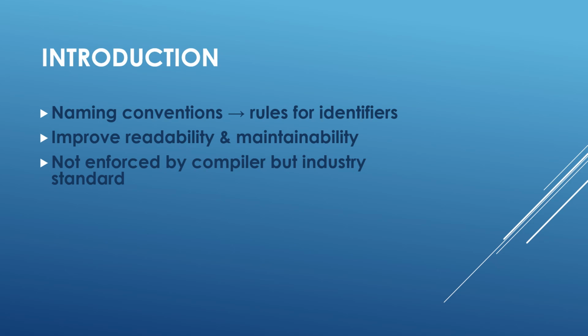Naming conventions are simply rules that Java developers follow when naming classes, methods, variables, and packages. They make the code more readable, consistent, and maintainable. Although the Java compiler doesn't enforce these rules, following them is considered a best practice in the software industry.